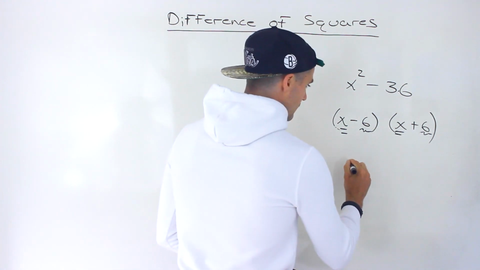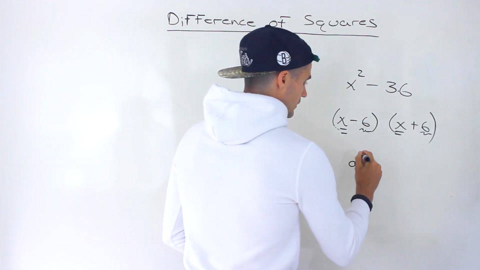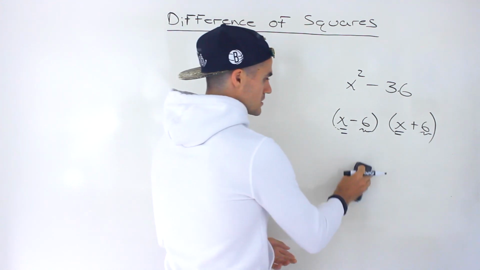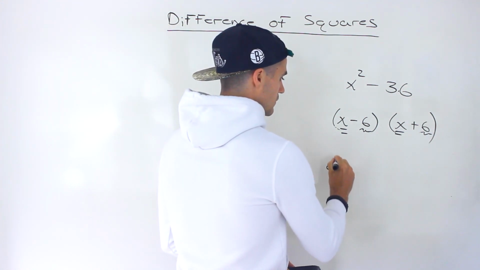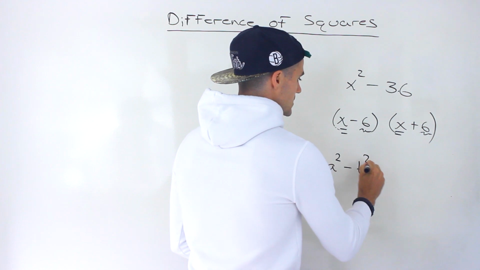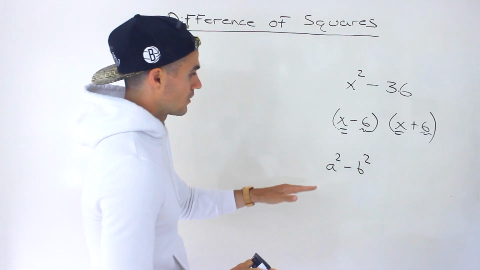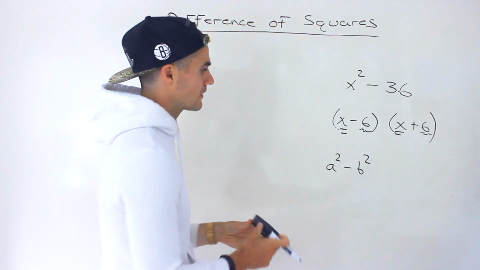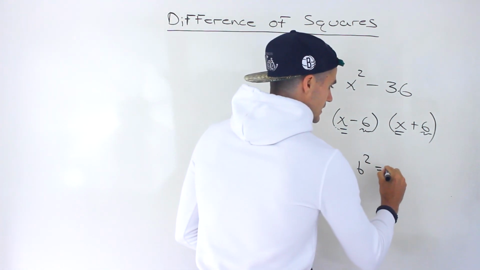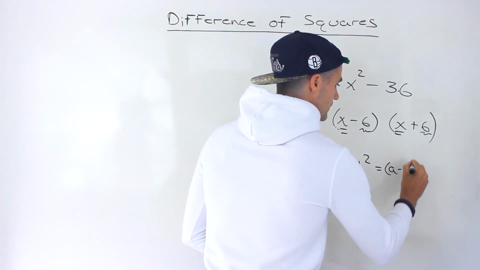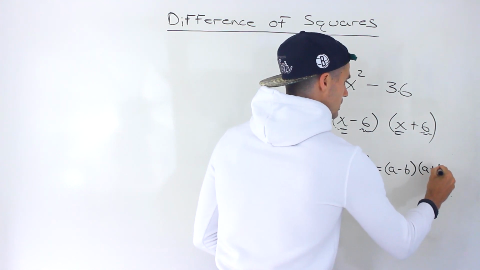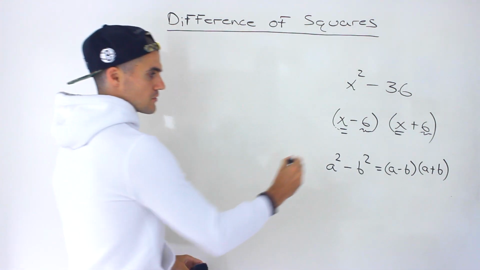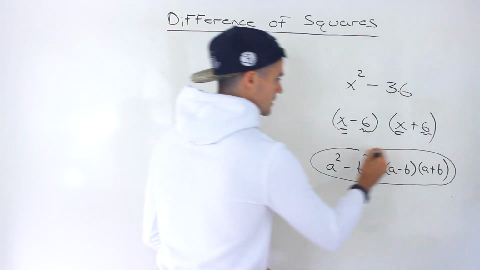So if you have something, this is where I'm going to introduce the formula. So just in general, if you got something like a squared minus b squared, where basically this whole term is able to factor, this is going to equal a minus b, a plus b, like that. So this is the formula that you're going to see.